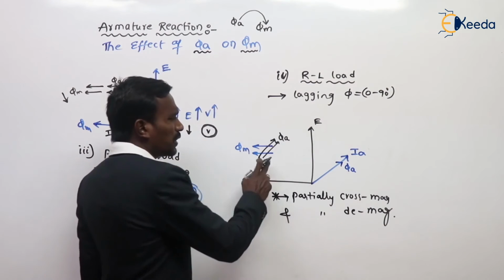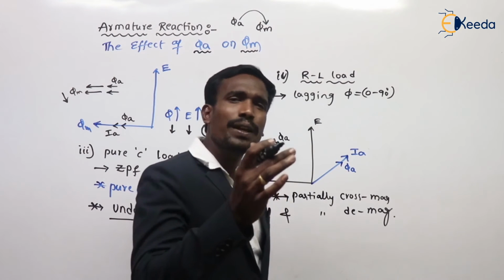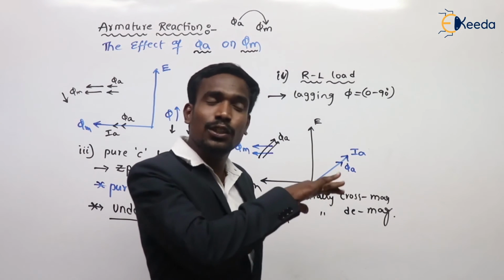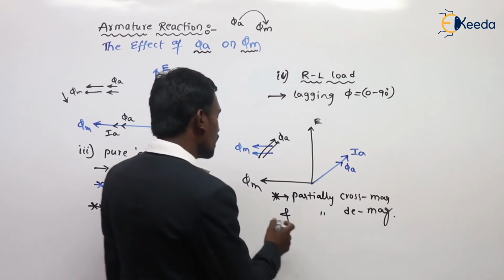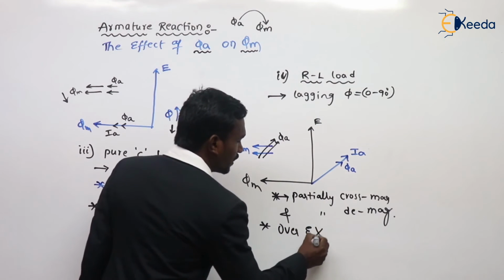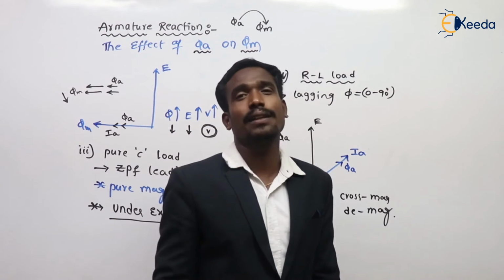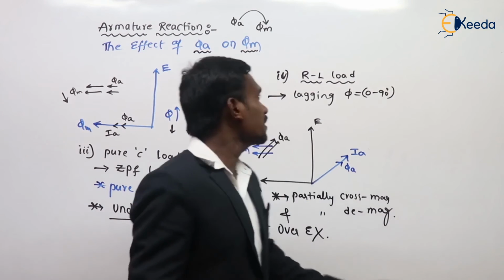And even though it is demagnetizing, that's why the flux decreases, we have to increase the excitation in order to maintain the constant terminal voltage. So this is operating at over excitation condition only. Right? This is for RL load.